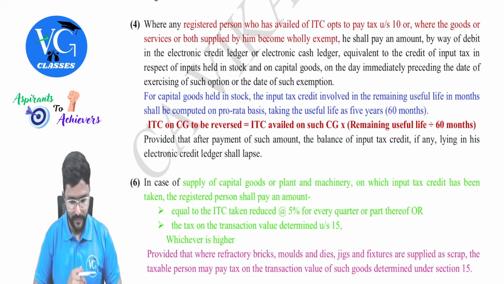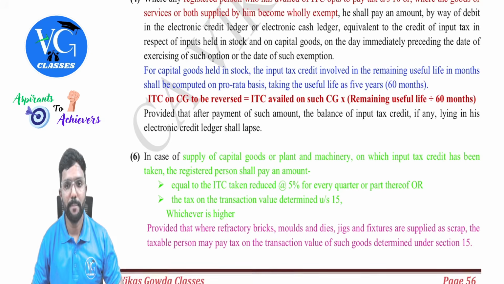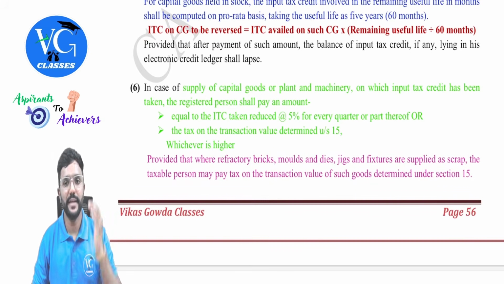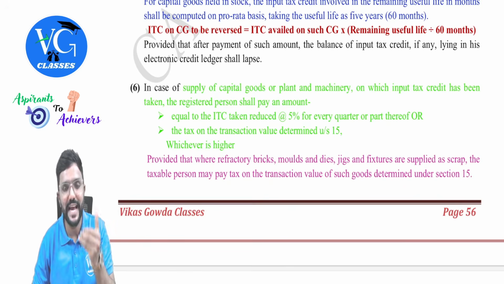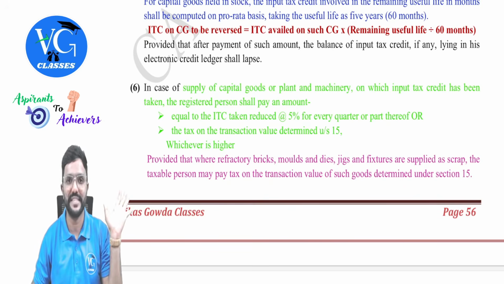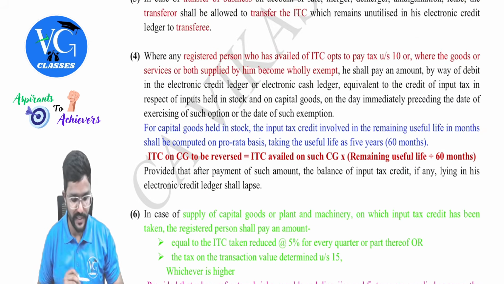Next, provided that after the payment of such amount, the balance of input tax credit, if any, lying in electronic credit ledger shall lapse. Means if you are still having any credit which you are supposed to claim, forget that credit. You cannot claim it now. Got it? Then coming to subsection 6, guys.